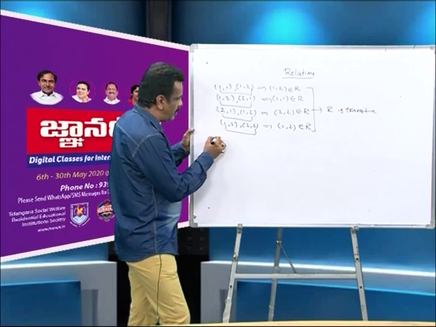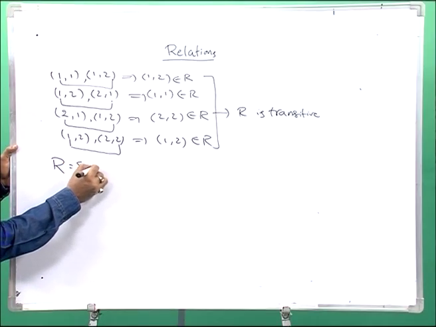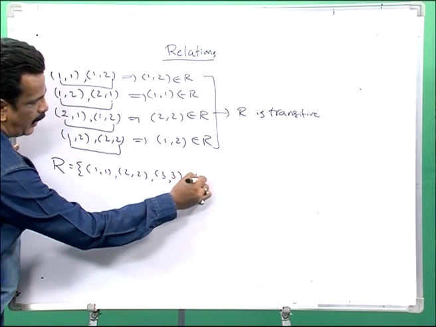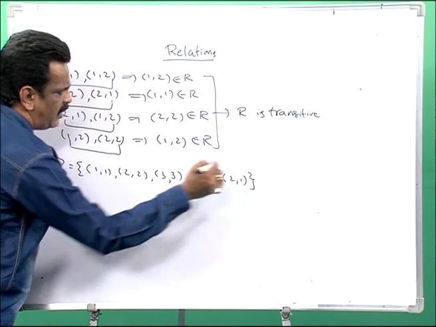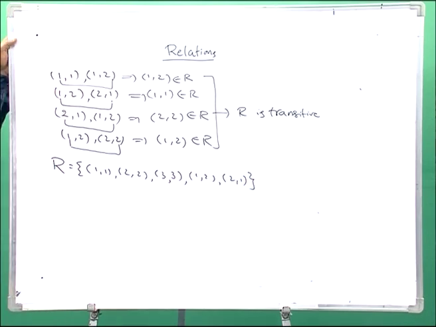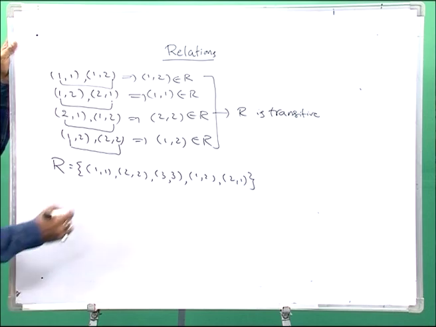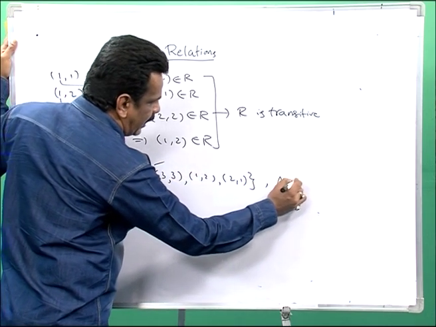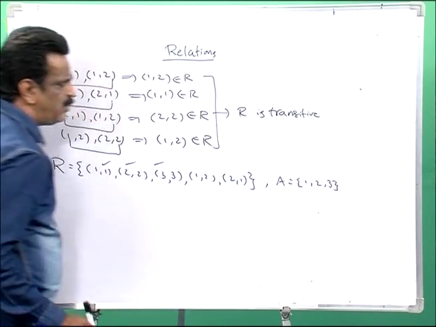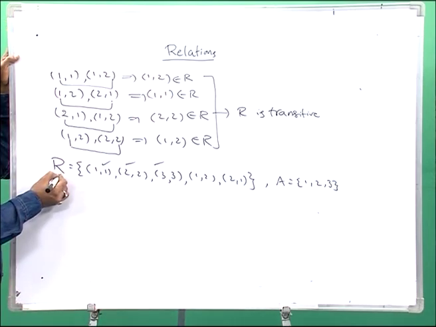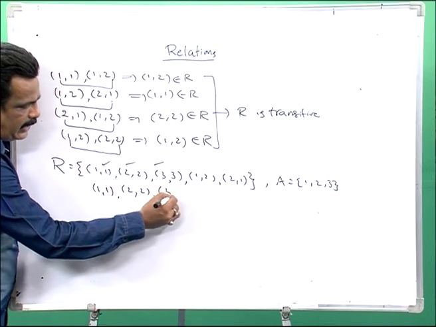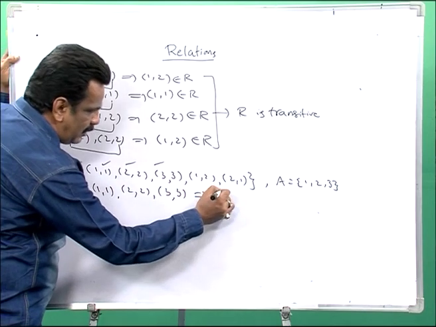I am taking R is a relation containing the elements 1 1, 2 2, 3 3, 1 2, 2 1. Is this reflexive? Is this symmetric? Is this transitive? So we can say 1 1, 2 2, 3 3, each of 1 1, 2 2, 3 3, of course, when A is taken as 1 comma 2 comma 3 only. So when A is containing 1 2 3, R is defined as 1 1, 2 2, 3 3, because of 1 1, 2 2, 3 3 implies reflexive, we can write.